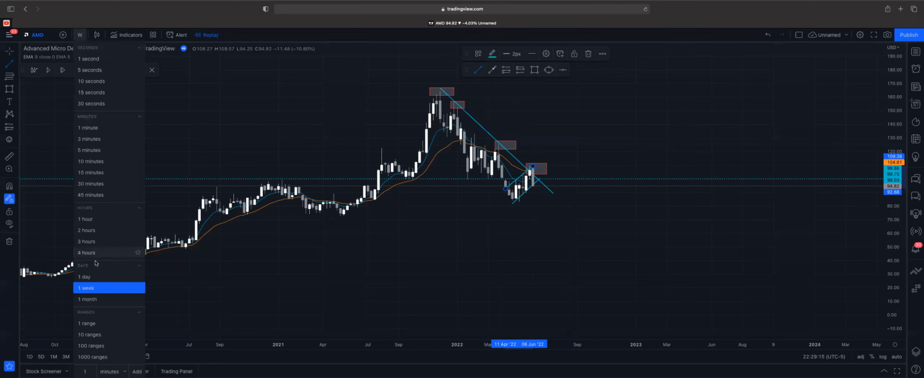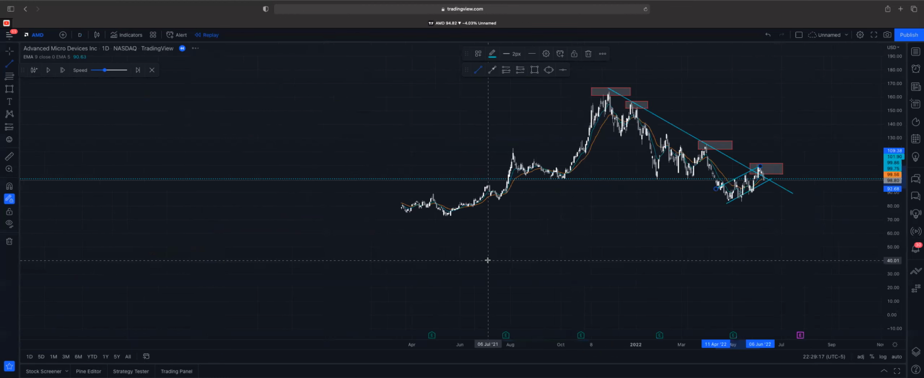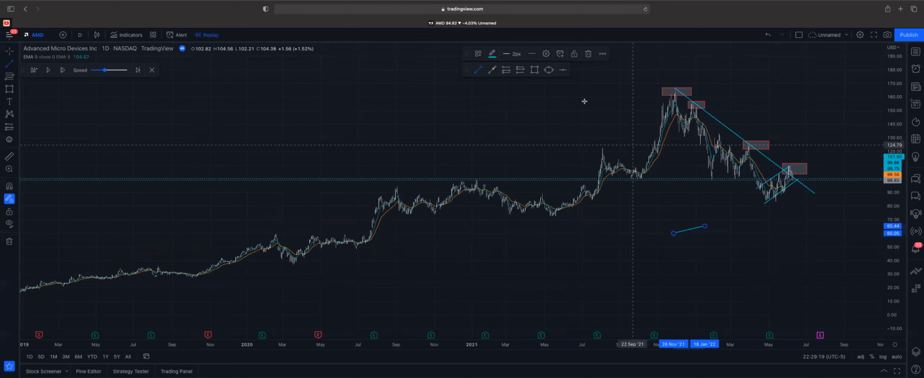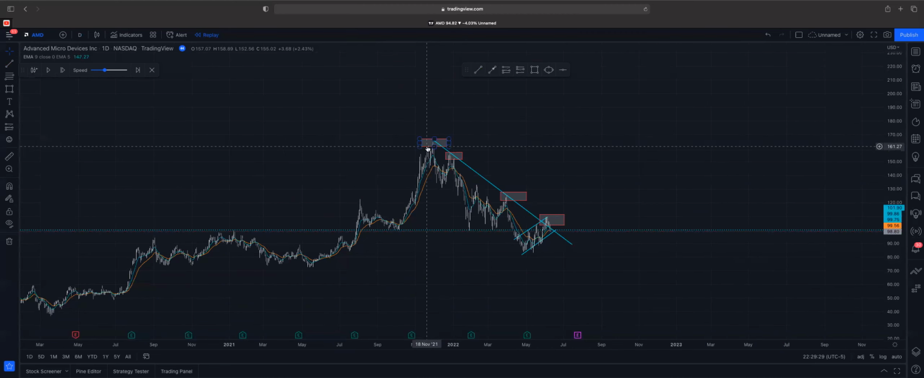So come down to the daily time frame. What do we have? We kind of want to see pretty much the same thing. We see rejection here. Okay, so we have rejection, rejection, rejection, and rejection, and we still have that bear flag, right?